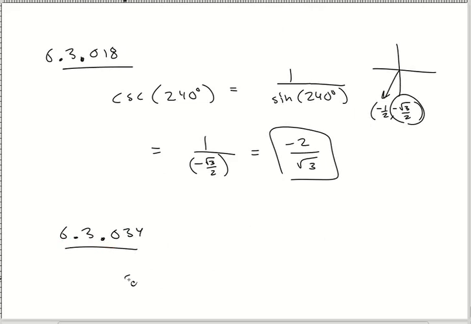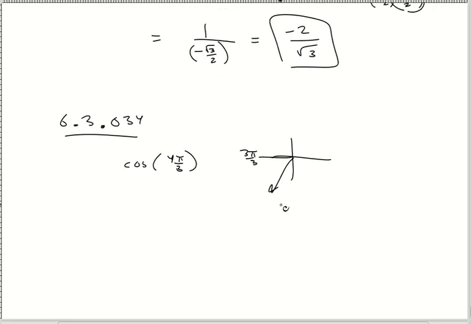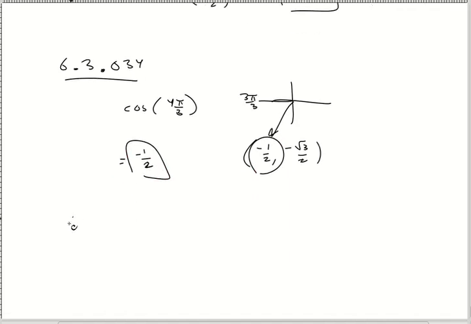63034. They say find the cosine at 4 pi over 3. Well, 4 pi over 3, this is, again, 3 pi over 3, which is pi. So 4 pi over 3 is somewhere down there. Pretty sure. Actually, it's going to be down here. I think it might be the same angle. So I got negative 1/2, negative square root 3 over 2. Again, cosine is my x value. Straight up. There we go. Pretty easy.